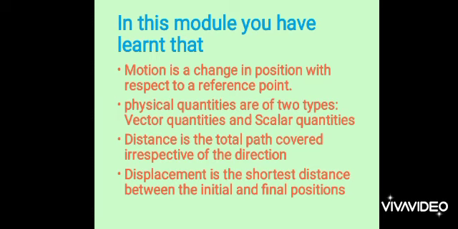In this module, you have learned that motion is a change in position with respect to a reference point. Physical quantities are of two types: vector quantities and scalar quantities. Distance is the total path covered irrespective of the direction, but displacement is the shortest distance between the initial and final positions.